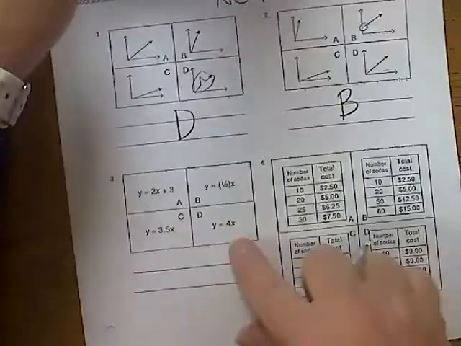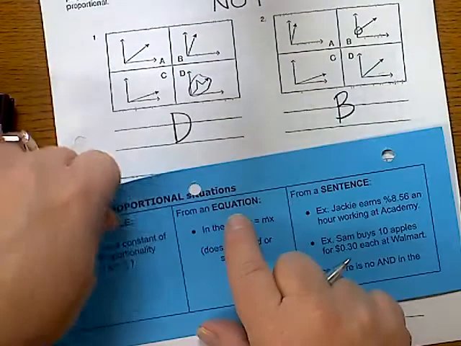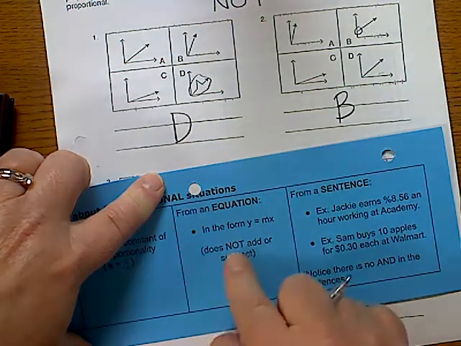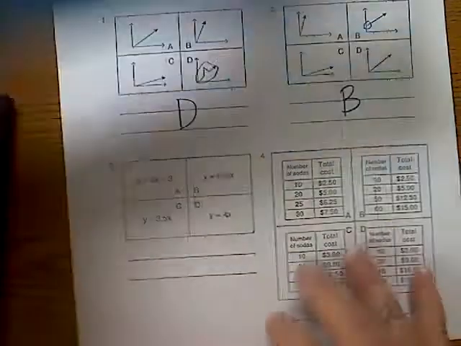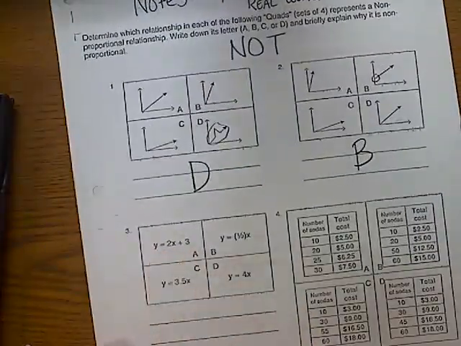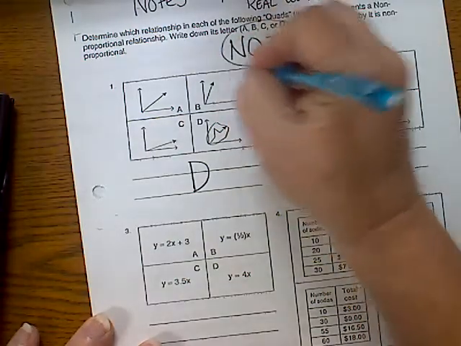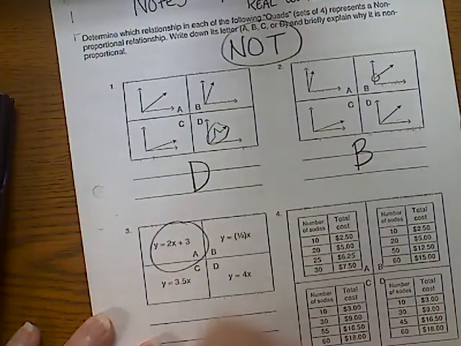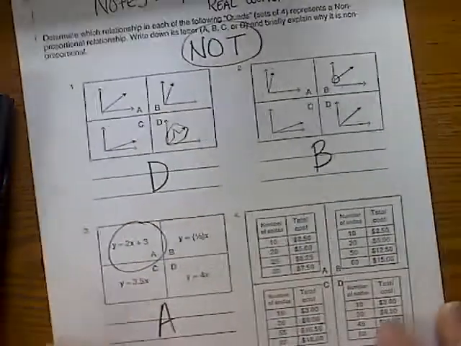Here we go. From an equation. Remember, an equation must be in the form y equals mx, so it does not add or subtract. I probably wrote some notes down for you that you should have. Oh my goodness, I see one that already adds or subtracts. Remember, we are looking for not. So here it is: A. This is simple, isn't it?